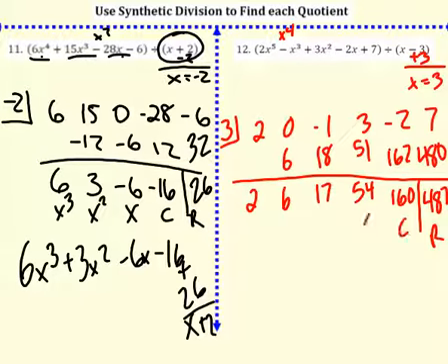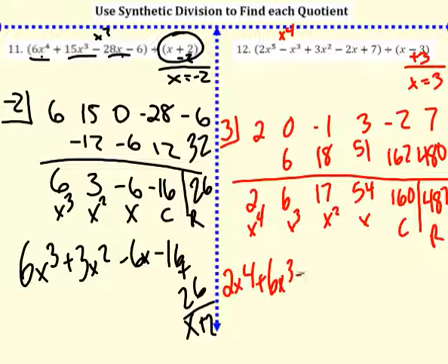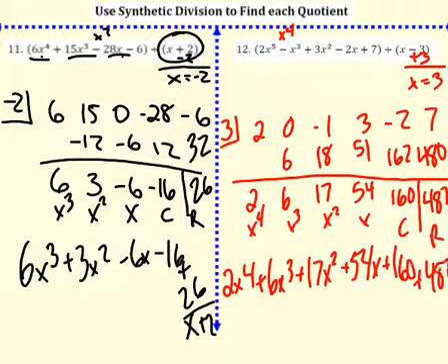So this is going to be constant, x, x squared, x cubed, x to the 4th. So the answer here is 2x to the 4th plus 6x cubed plus 17x squared plus 54x plus 160 plus your remainder of 487 divided by x minus 3. Which is a bunch of work. It's kind of long, but if you can do that, you're off to a good start.